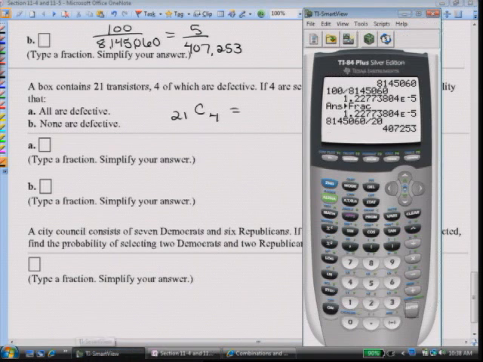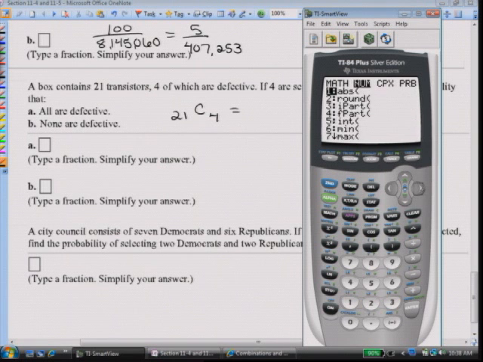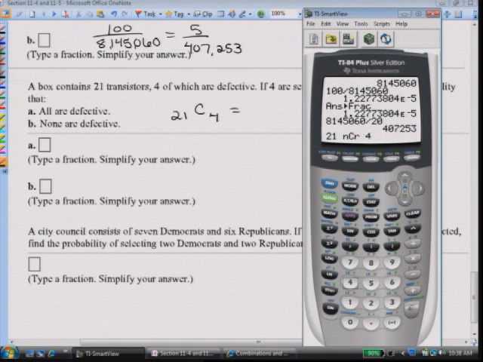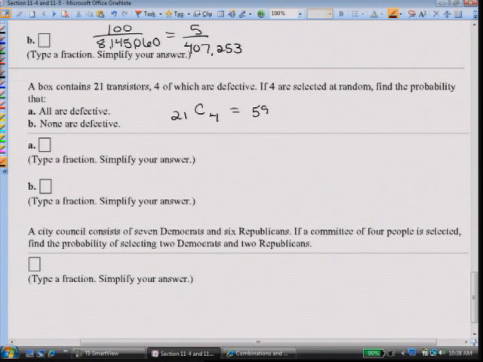And we can do that on the calculator. 21, and then math, and then over to probability, and down to choice 3, and then 4. So 5,985. If you don't have a calculator, you can do this as 21 factorial over 21 minus 4 factorial times 4 factorial. So if you don't have the graphing calculator, you can do it that way too. You'll get the same answer. Right now, this is your denominator.